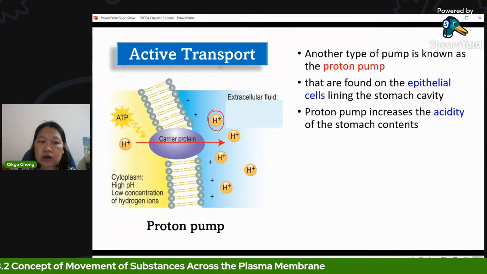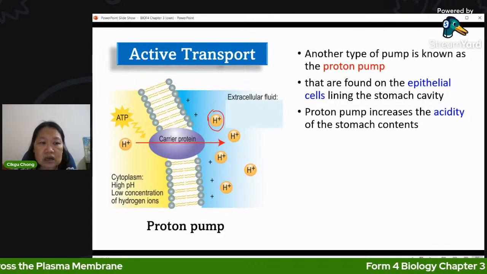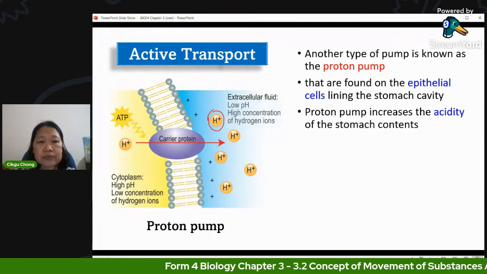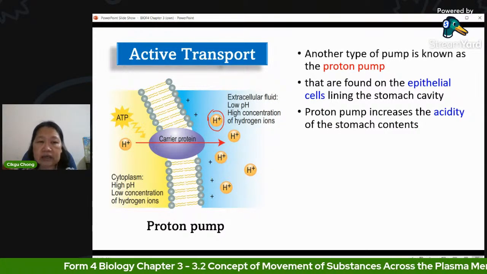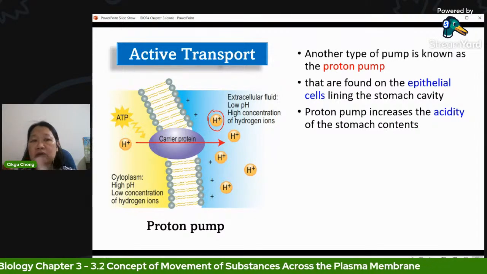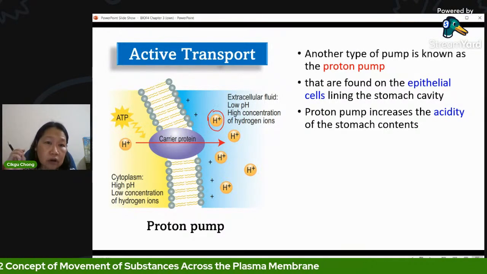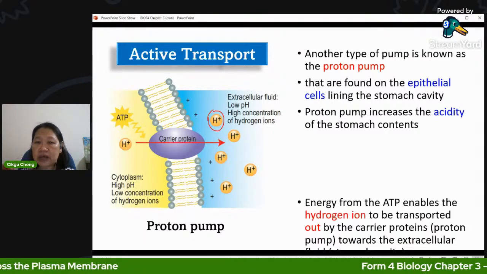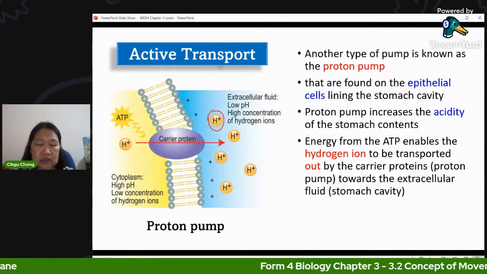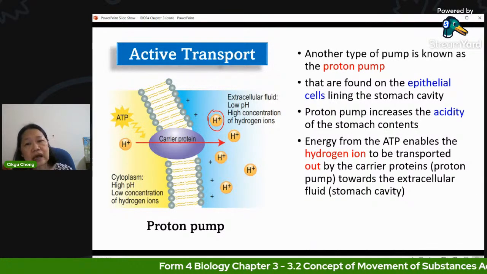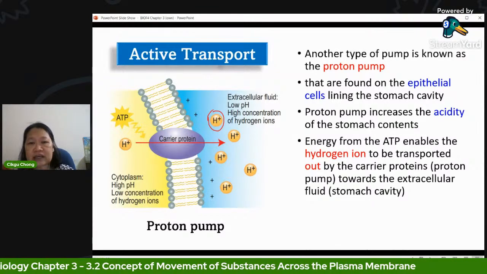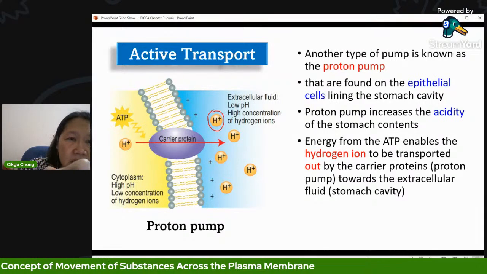So inside the cell, you have high pH, that means low acidity, a low concentration of hydrogen ions. So it will pump out the hydrogen ions. Outside here in the stomach, you have low pH, that means very acidic, a high concentration of hydrogen ions. Energy from the ATP enables the hydrogen ion to be transported out by carrier proteins. That means this is the proton pump towards the extracellular fluid, the stomach. This is your stomach lining.